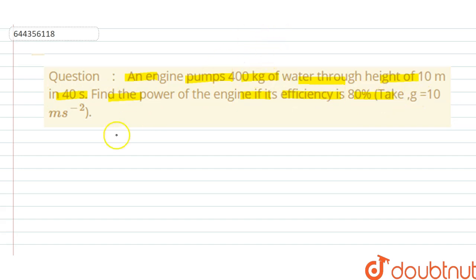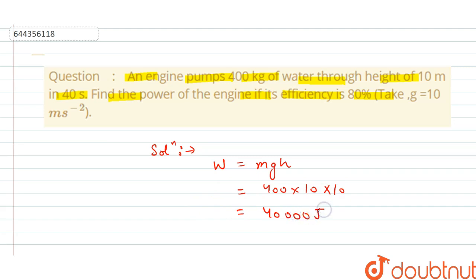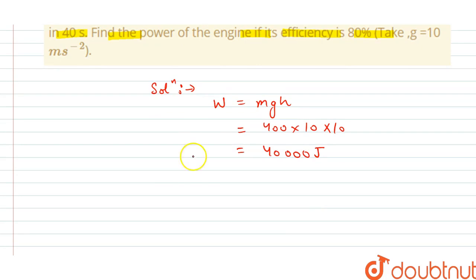So we have to solve this question, and in the solution of this question we know that work done by the pump will be equal to mgh. So after putting the values, this will be equal to 400 multiply 10 multiply 10. So this will be equal to 40,000 joules.